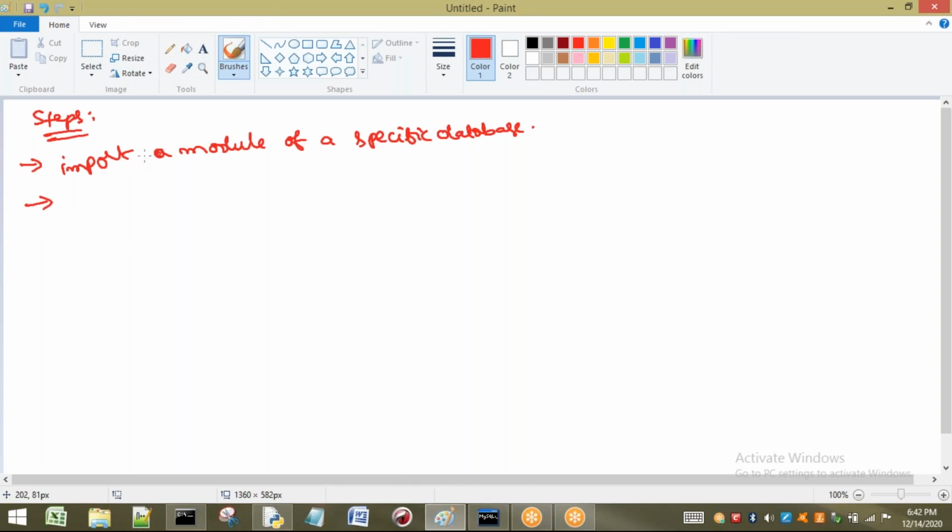Okay, now next one. After importing this module, what we have to do here? Observe carefully. This is my Python program. In this, I have imported some database-related functions into my program. So I am having the functions now in my program. By using those functions, I have to communicate with the database.